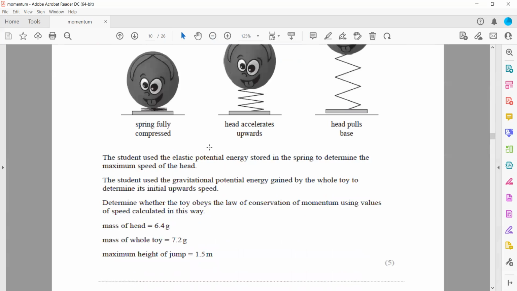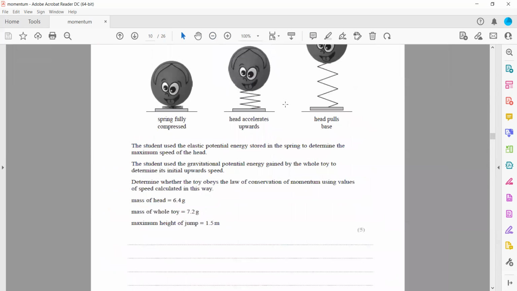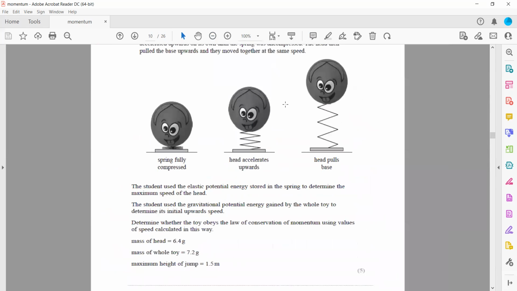The student used the elastic potential energy stored in the spring to determine the maximum speed of the head. The student used the gravitational potential energy gained by the whole toy to determine the initial upward speed. Determine whether the toy obeys the law of conservation of momentum. The mass of the head is 6.4 grams. The mass of the whole toy is 7.2. And the maximum height lifted is 1.5.